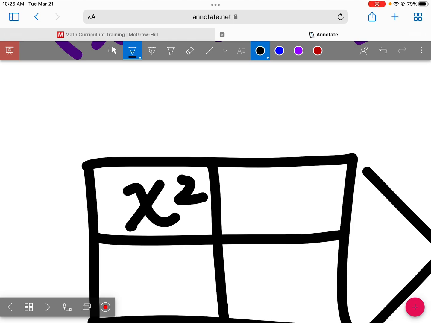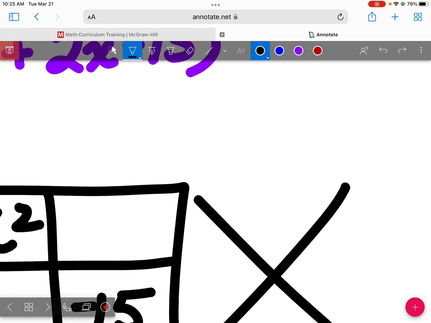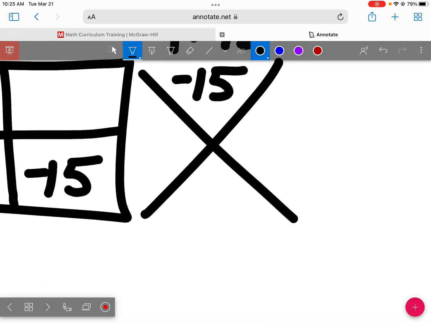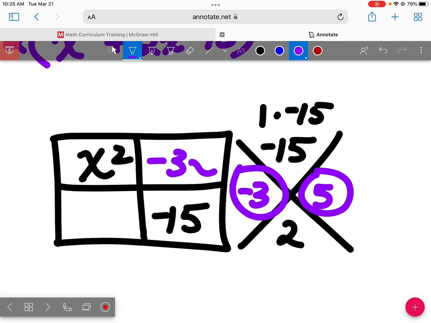X squared goes here. Negative 15 goes here. What goes up on top of my x? Negative 15, because I have 1 times negative 15, so negative 15 up here. What goes on the bottom? 2. What multiplies to negative 15 but adds to a positive 2? Negative 3 and positive 5. So negative 3x, positive 5x.